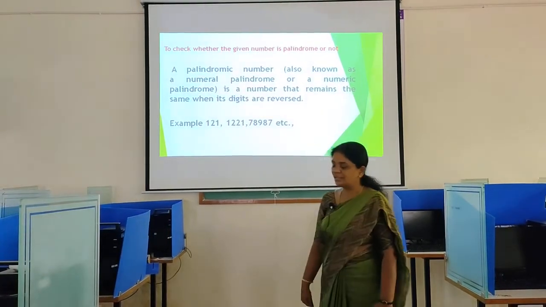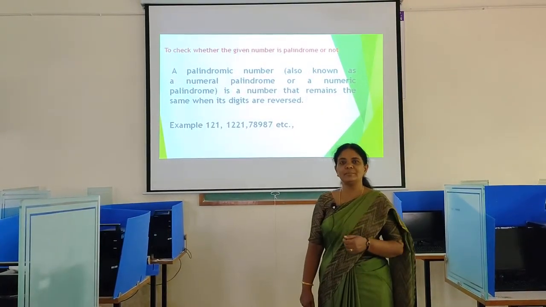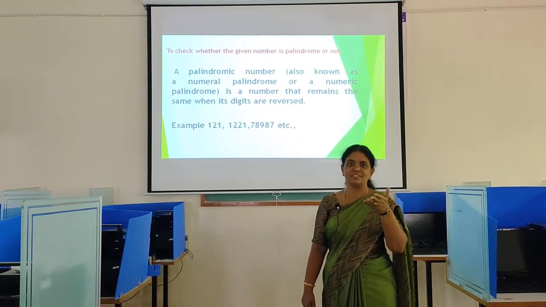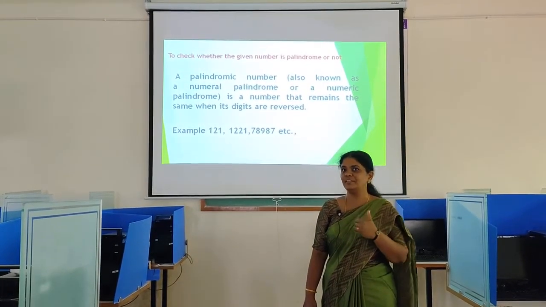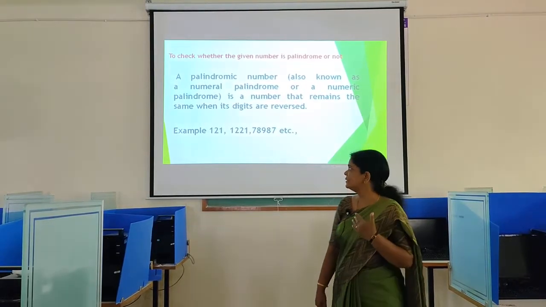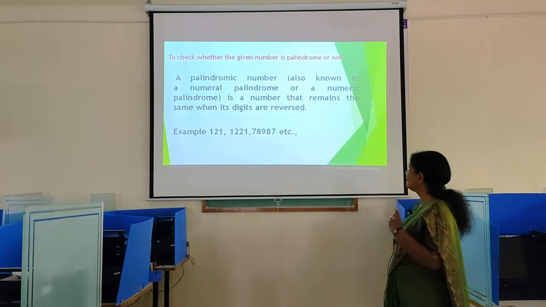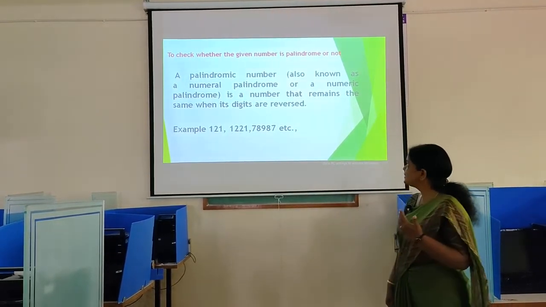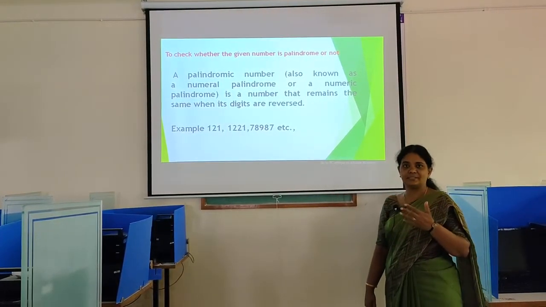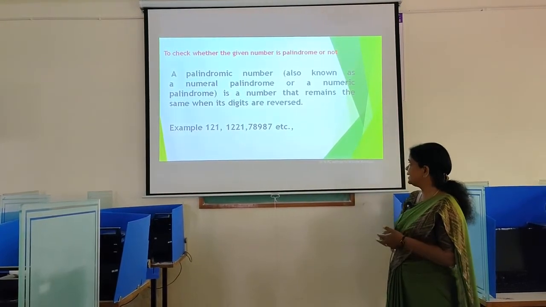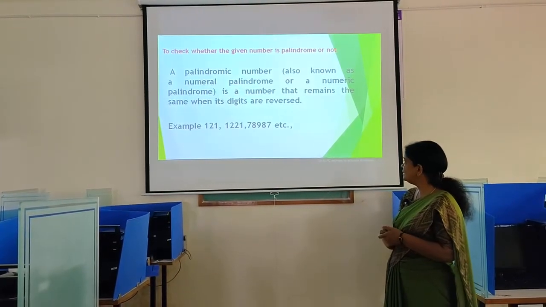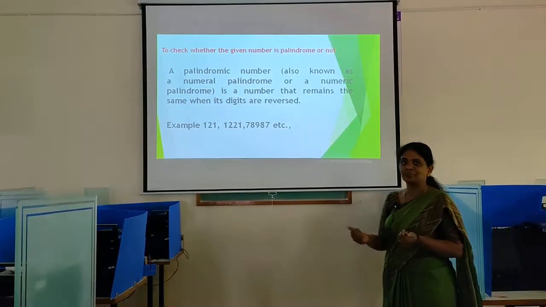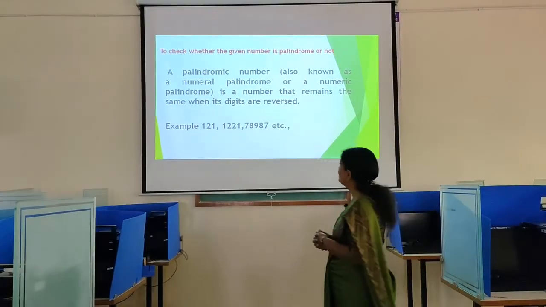Usually what we will have for our vehicle number is a number which is the same when you read from left to right or right to left. Such kind of a number we usually prefer. Those are the palindrome numbers. A palindromic number, or numeral palindrome, is a number that remains the same when its digits are reversed. See the examples: 121, 1221, 78987. When you reverse such numbers, you will get the same thing. So that is a palindrome number.